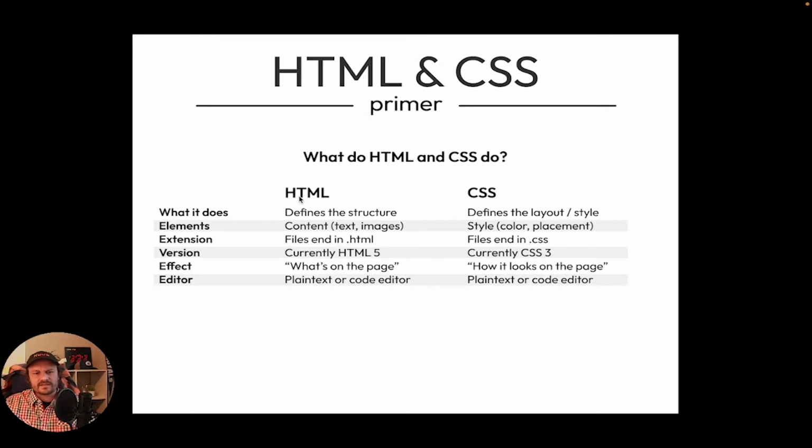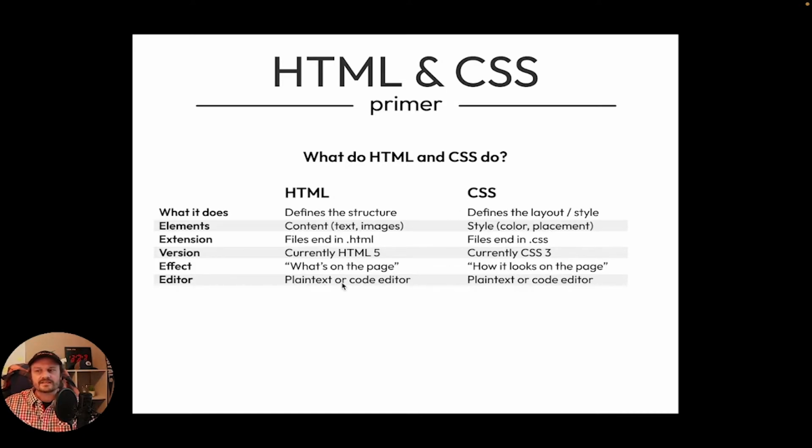And as far as what HTML and CSS affect, the effect of HTML is, again, what is on the page, what is delivered to the user, what they see when they visit the website. And CSS controls how it looks. And so one is the content and one is the style. That sort of ties together with the first row here.